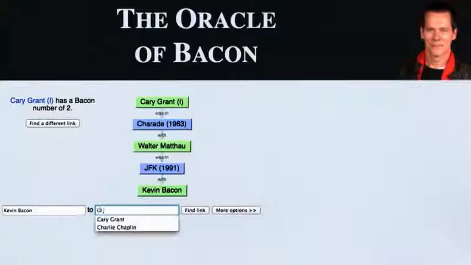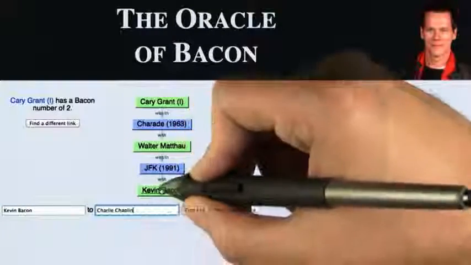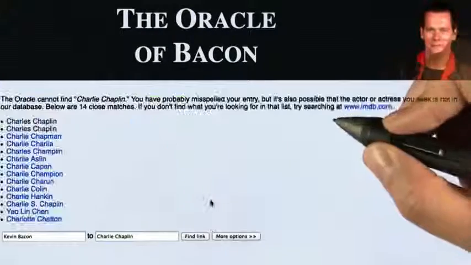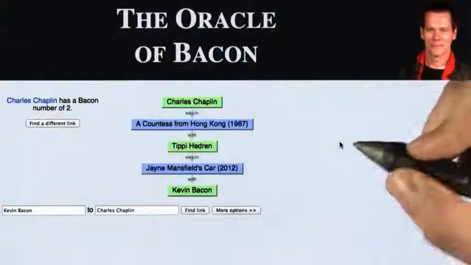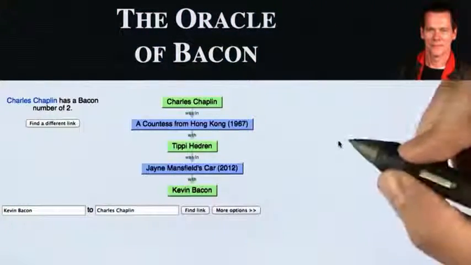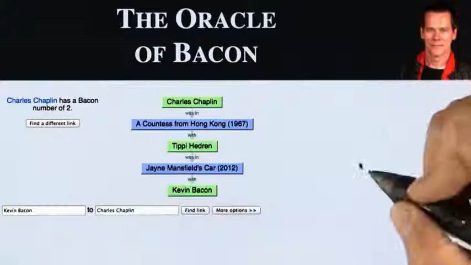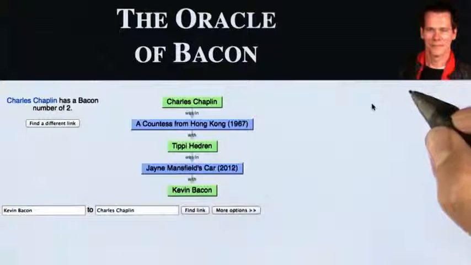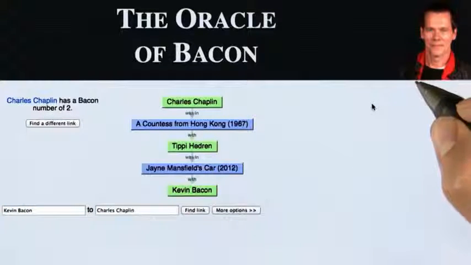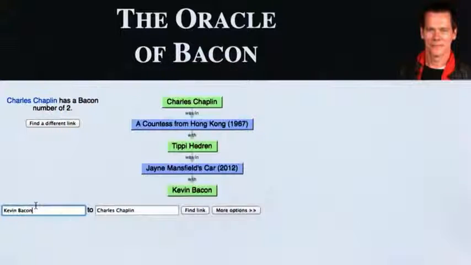I mean, people back from silent movies, back in the very beginning of movies being made, are 2 steps away from Kevin Bacon through people I haven't heard of. So there's something special about the position that Kevin Bacon occupies in this graph. We can find other people. Let's connect Charlie Chaplin and Justin Bieber.